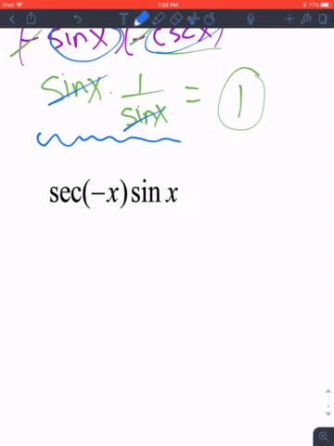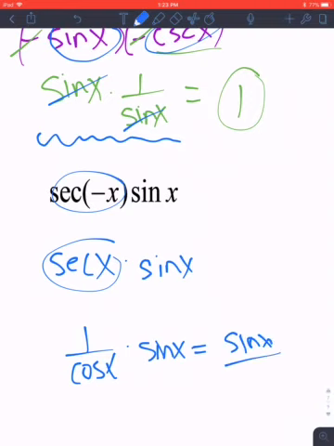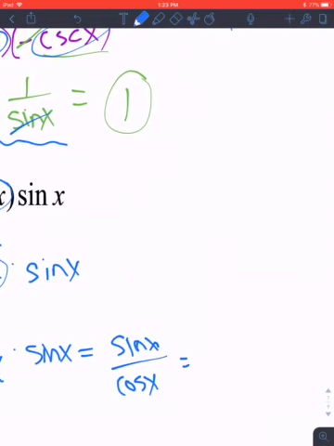All right, and lastly, okay, if I go back to that even odd list, we know that this one is even, so this just simplifies to regular secant of x, no more negative, times sine of x. Okay. This can turn into 1 over cosine of x, our reciprocal, and when that gets multiplied by sine of x, you can reduce that fraction to say sine of x over cosine of x, which is our quotient identity for tangent.